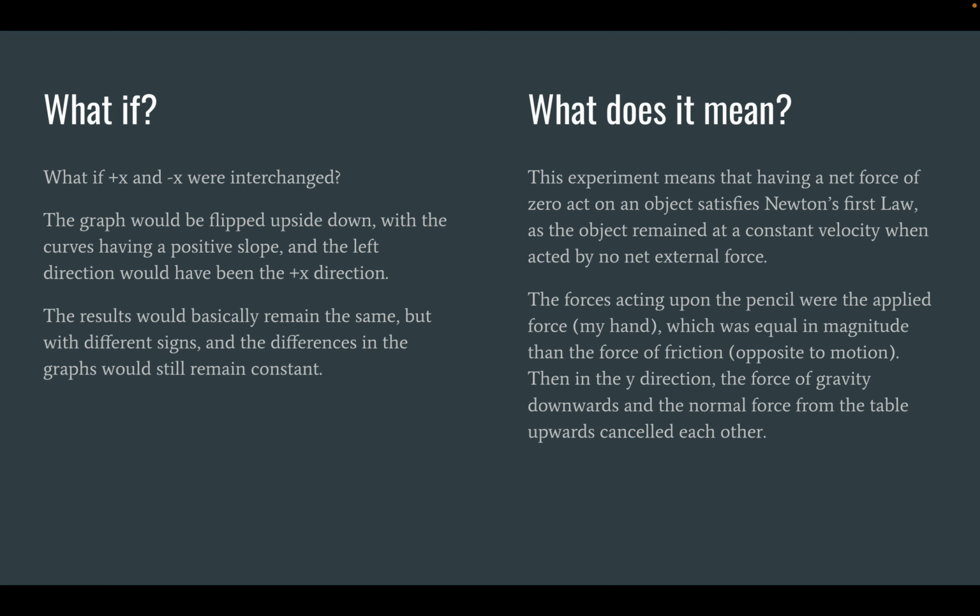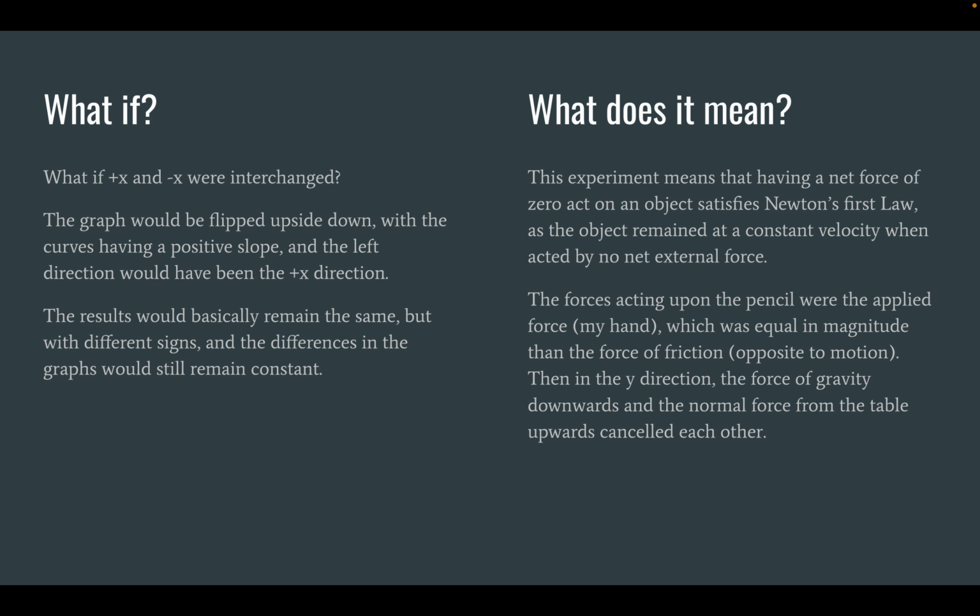What if the positive and negative x directions were interchanged? The graph would be flipped upside down, with the curves having a positive slope, and the left direction would have been the positive x direction. The results would basically remain the same, but with different signs, and the differences in the graphs would still remain. So what does this mean?